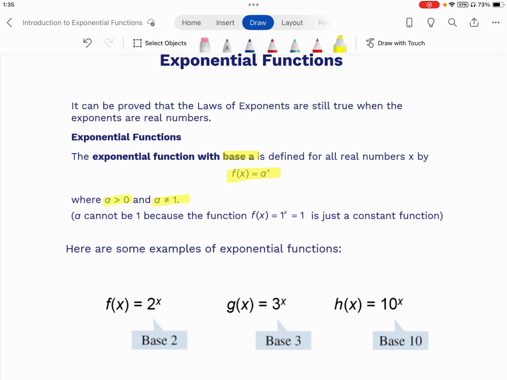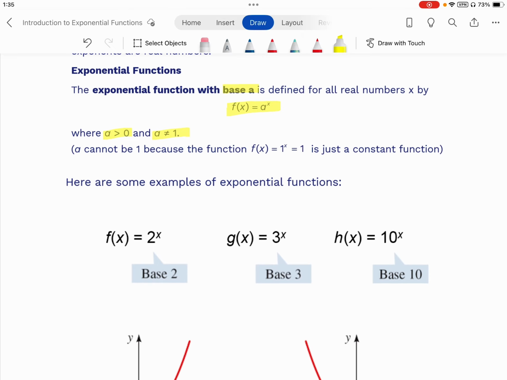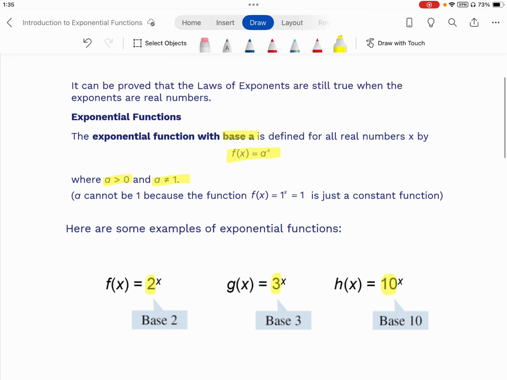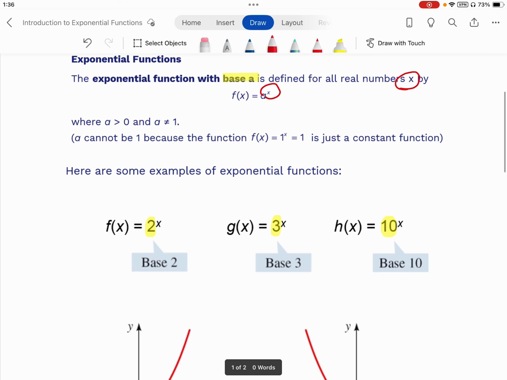So you can see some examples down here where you have a base of 2, that will be your a. Here you have a base of 3. Here you have a base of 10. So your a value just has to be greater than 0 and not equal to 1. Another thing you're going to notice about exponential functions is that your variable is in that exponent position. Whenever you see a variable in the exponent position, you know that you're dealing with an exponential function, and you can see that in each of these examples down here.